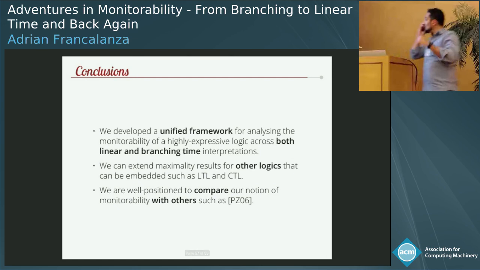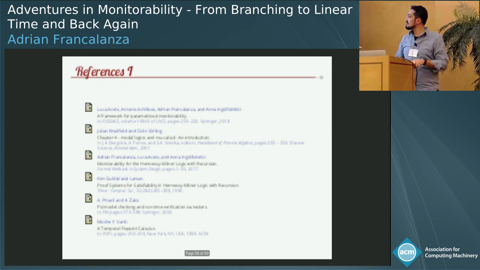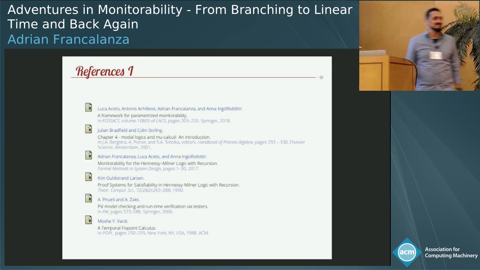Just to conclude, what we have now is a unified framework whereby within the same mechanism we can talk about both linear and branching time. Immediately, because the logic is so expressive, we can embed things like LTL and CTL within it. And what's nice is that now we're well positioned to compare our notion of monitorability with existing notions of monitorability. And I'm done. Thank you very much.